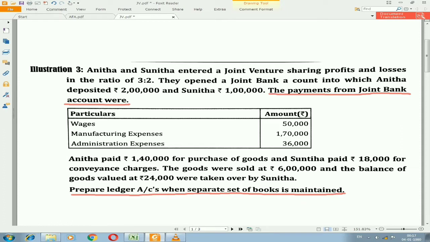Other than that, we have payments from the joint bank account, where they have made payments in the form of wages, that is 50,000, manufacturing expenses 1,70,000 and administration expenses 36,000. These are the three expenditures done in the joint venture, but they have not given any information that these three were spent by the individual co-venturers. As they have already mentioned, it is paid through the joint bank account. So we are supposed to record all the three in the joint bank account only. You can record separate entries for each expenditure, or in a collective way you can record all the expenditures in one account, that is the joint bank account.